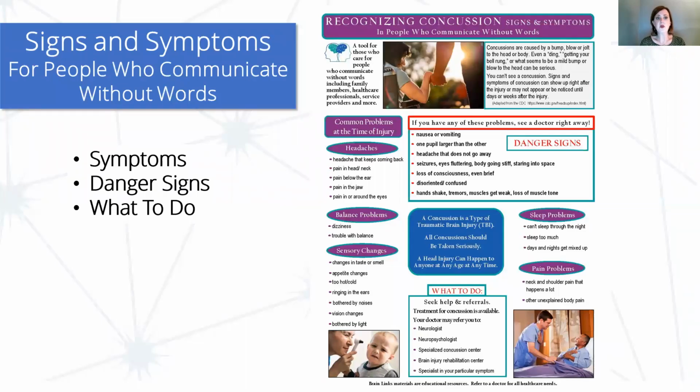So we're going to talk for a moment about the signs and symptoms tool that we created for people who communicate without words. This is going to be something that is used by people who serve someone who might communicate to you not using verbal speech, maybe using sign language, maybe who are unable to speak, and people who you need to look for the symptoms of the concussion a little more carefully to understand what kind of symptoms and what kind of problems they might be having.